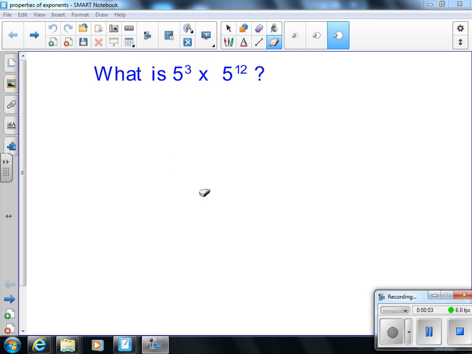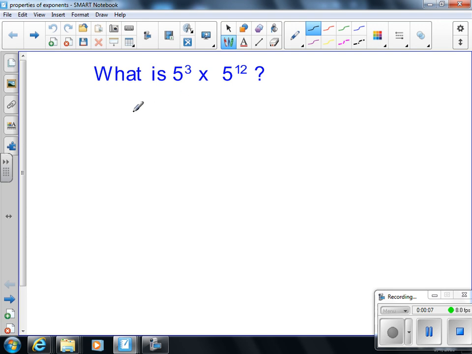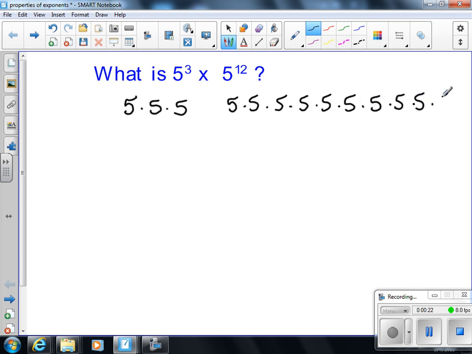Okay, today we're going to be looking at properties of exponents. When we look at this example, you all know that 5 to the third power means 5 times 5 times 5. And we know that 5 to the 12th power would mean 5 times 5 times 5 times 5 times 5 times 5 times 5. How many more do I have to go? Times 5 times 5. 1, 2, 3, 4, 5, 6, 7, 8, 9, 10, 11, and one more.